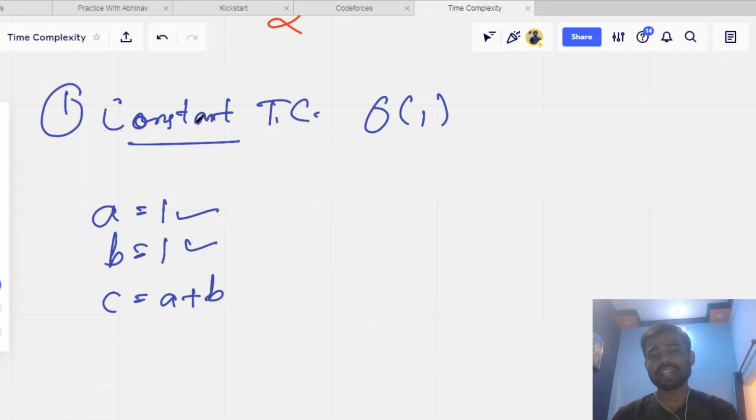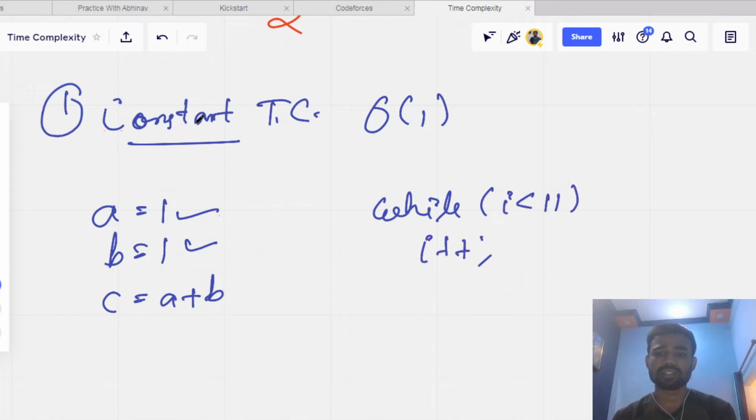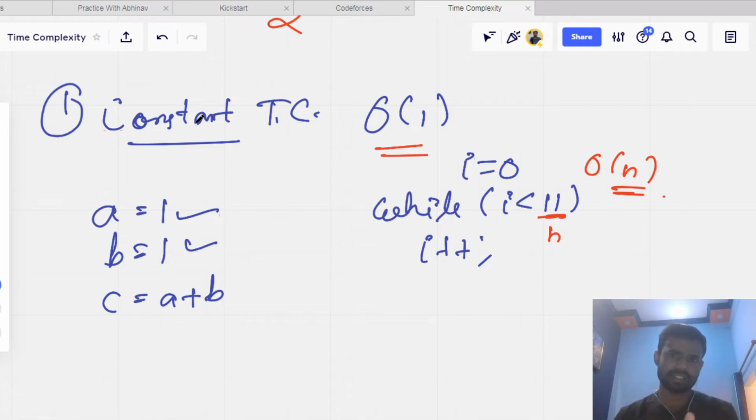कुछ भी हो a और b की value. For example, if we write here while I is less than 11, I plus plus, here I is equal to 0. So maybe you can say that it is a loop, it is a while loop. So the time complexity of this particular algorithm is O of n. But what is n? If there is n instead of 11, then it will be O of n. But here it is 11. It is a constant value. So in this case also the time complexity is O(1) because वो constant है. Constant को हम लोग O(1) से denote करते हैं. Fine. So the time complexity of this particular algorithm is O(1). Okay. Fine.